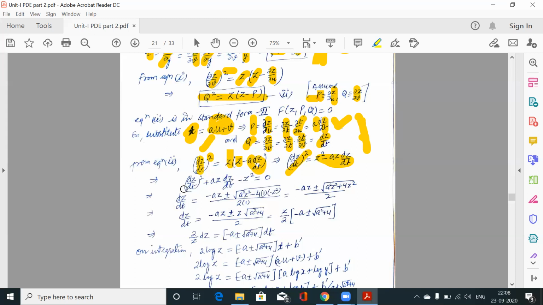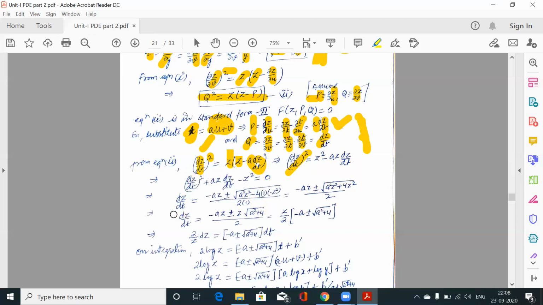So how to solve this? First we have to find the value of dz over dt here. This is a quadratic equation, and suppose dz over dt is your x. So x square plus az x minus z square. This is a quadratic equation in x. What is x? So dz over dt is equal to, we can apply the formula, minus b plus minus square root of b square minus 4ac divided by 2a. So the variable here is dz over dt.